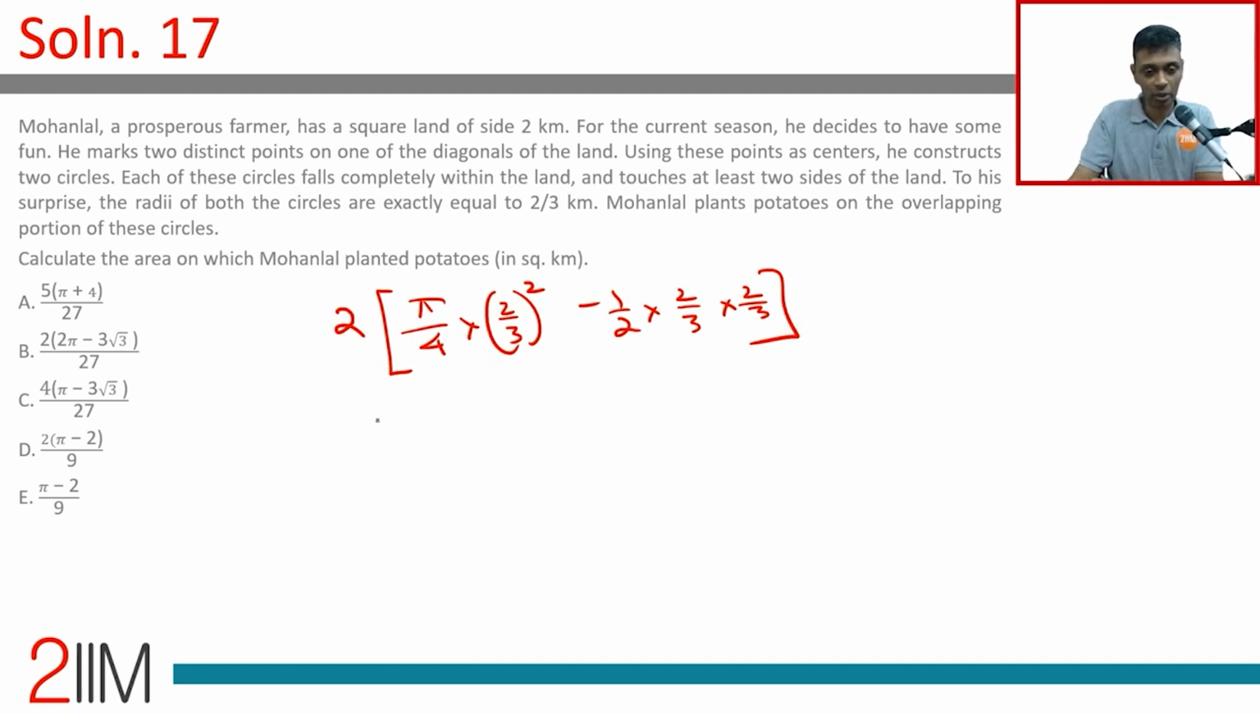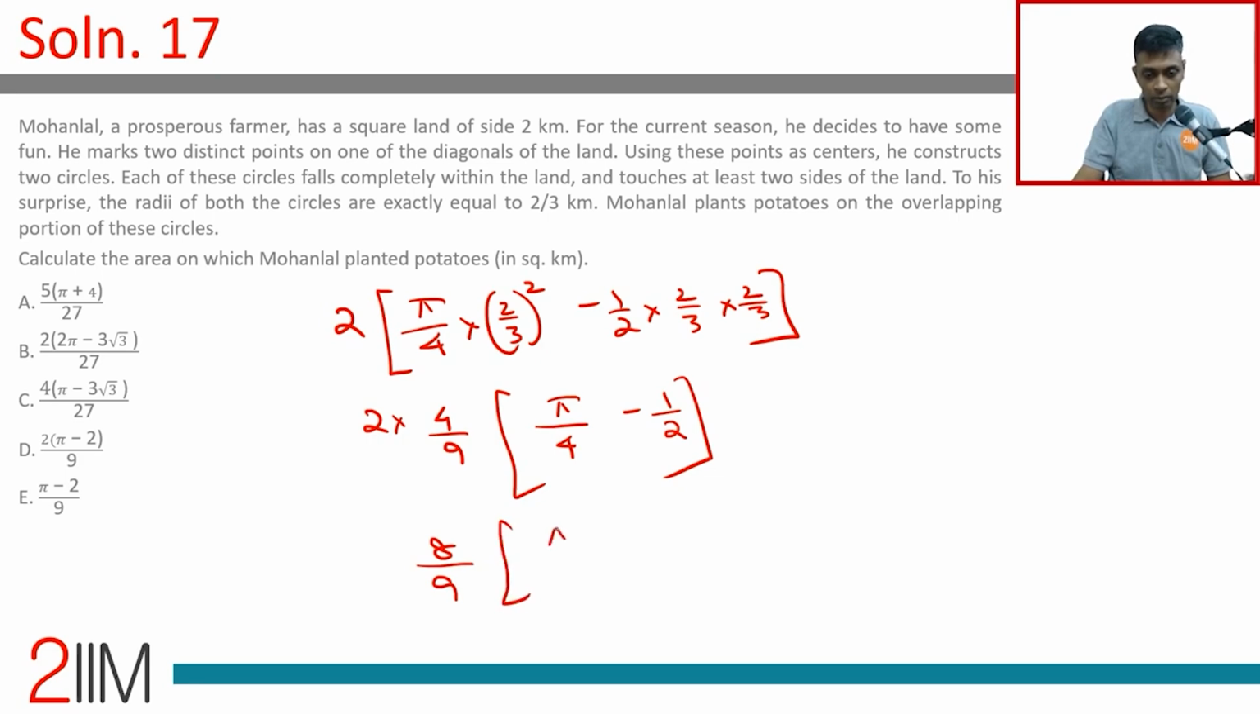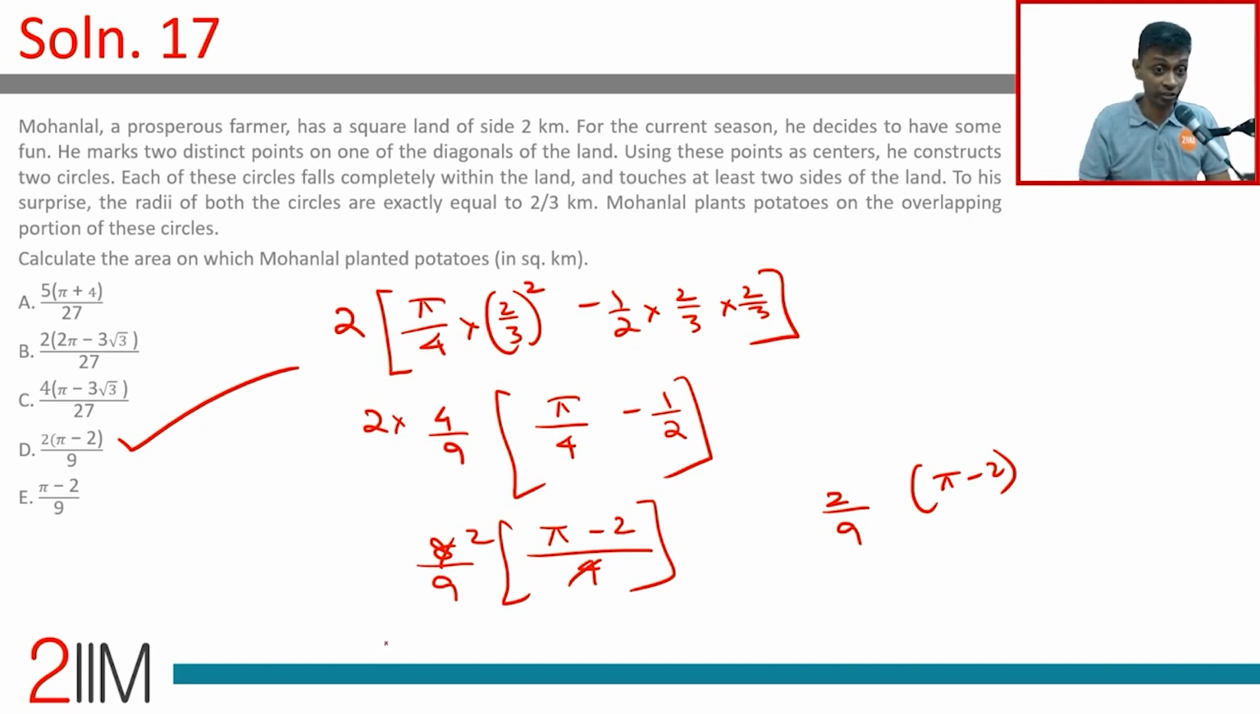Take away the 2 by 3 square outside. 2 into 4 by 9 whole into pi by 4 minus 1 by 2. This is 8 by 9 into pi minus 2 by 4. 2 by 9 into pi minus 2. Thankfully, that choice exists. Otherwise, we would have spent so much time on a wild goose chase. And once again, excellent question.